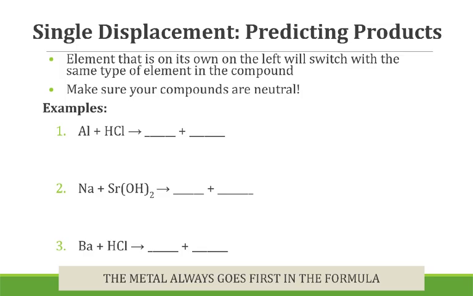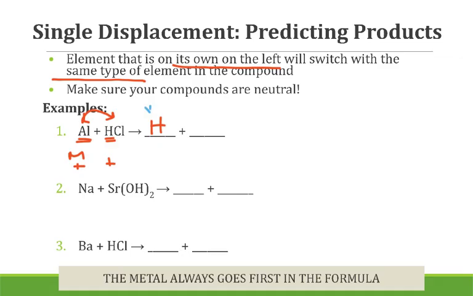So what we need to look at is the element that is on its own is going to switch with the same type of element. So we have aluminum, and aluminum is a metal, or it has a positive charge. And it's going to switch with whatever is a metal or has a positive charge. This is kind of a tricky one to start with. Our hydrogen also has a positive charge, so those are the ones that are going to switch. So aluminum was by itself. Now hydrogen is going to be by itself.